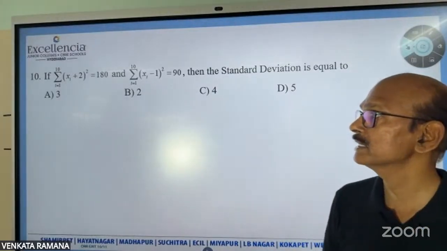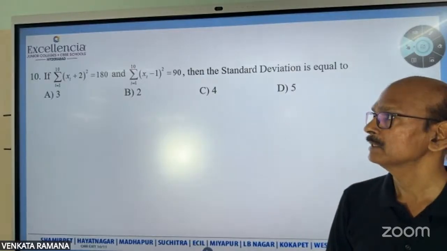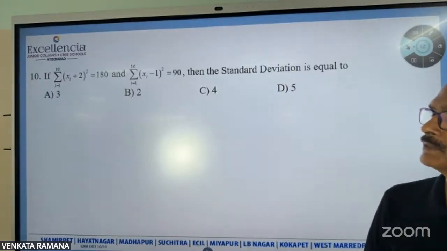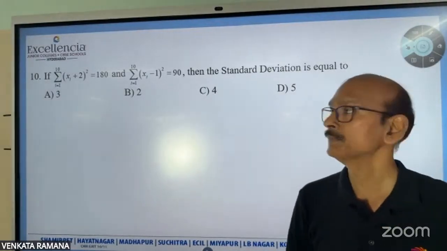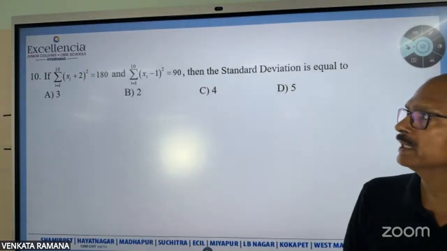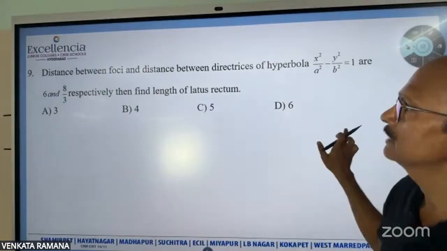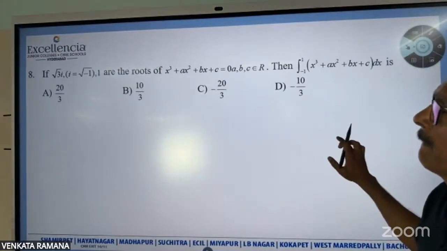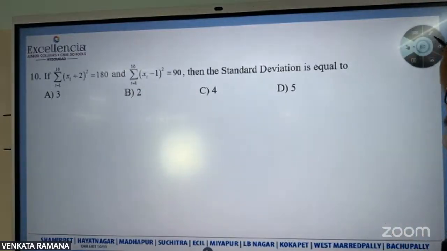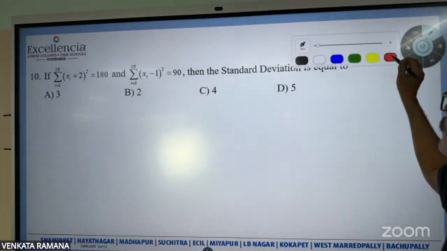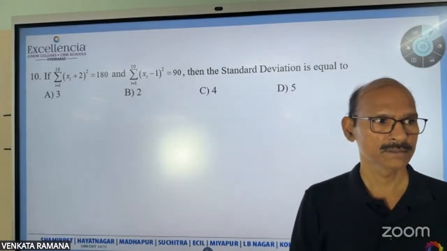He has given the question like this. It comes under statistics. In this statistics question, sigma i equals 1 to 10 of (xi plus 2) whole square is equal to 180, and sigma i equals 1 to 10 of (xi minus 1) whole square equals 90. Then find the standard deviation. This is the question.